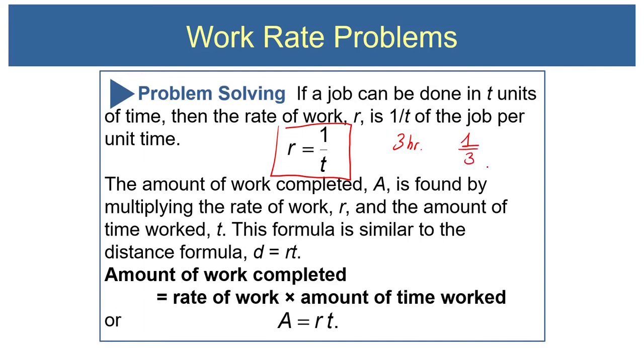The amount of work completed A is found by multiplying the rate of work R and the amount of time worked T. This formula is similar to the distance formula D equals R times T. The amount of work completed is equal to the rate of work times the amount of time worked, or A equals R times T.